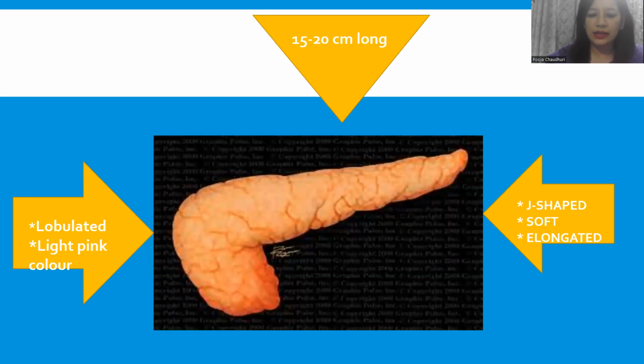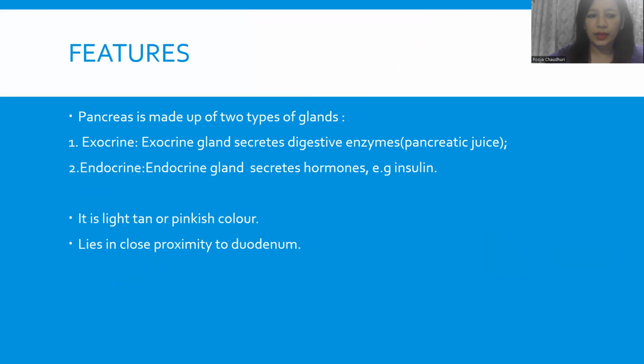In this picture, we can see that the pancreas is a J-shaped organ, and it looks very soft, lobulated and light pink in color. The pancreas is made up of two types of glands, exocrine and endocrine. The exocrine gland secretes digestive enzymes, that is, the pancreatic juice. The endocrine gland secretes hormones, for example, insulin. The pancreas lies in close proximity to the duodenum.